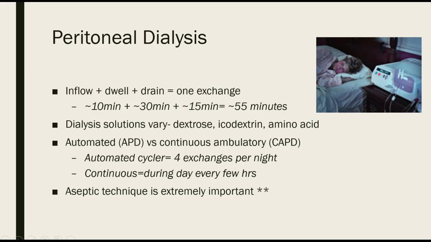There are different types of peritoneal dialysis. There's an automated type, APD. There's continuous ambulatory peritoneal dialysis, or CAPD. The automated cycler is nice. It happens overnight when the patient is sleeping. They can have about 4 exchanges per night happening. Continuous ambulatory happens during the day and it's done every few hours, which is good because it mimics more of what the kidneys are actually doing, what a kidney is filtering.